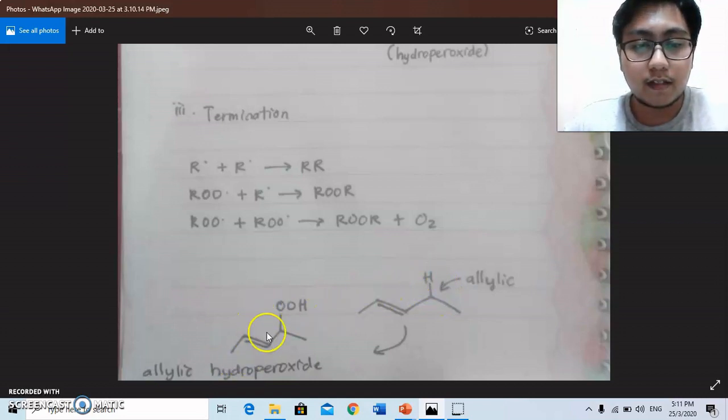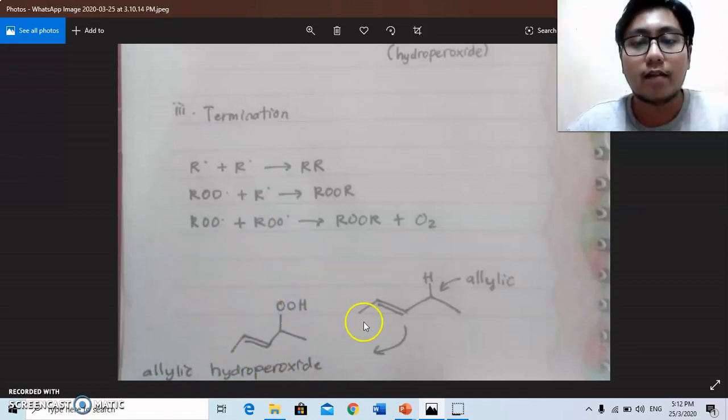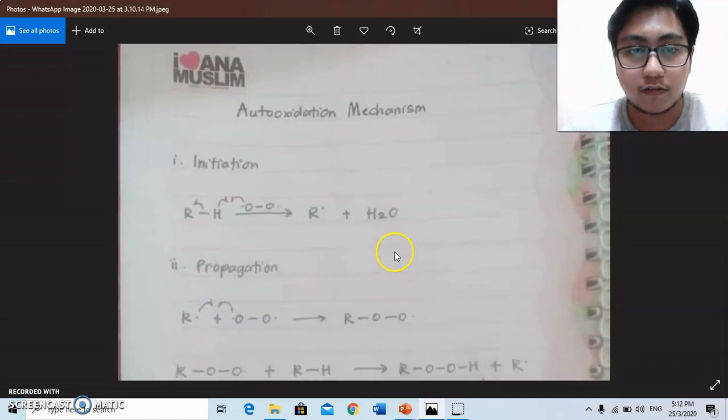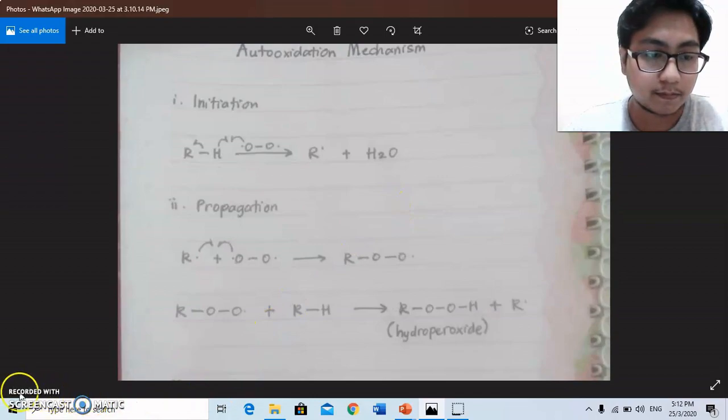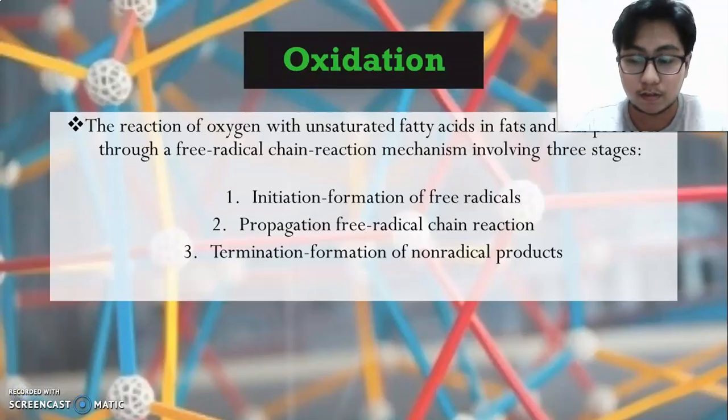And yeah, if this becomes allylic, this allylic hydroperoxide is very common in oxidative rancidity. Alright, so I hope you get that. That's all for the autooxidation mechanism.